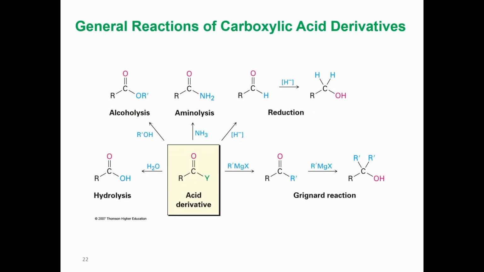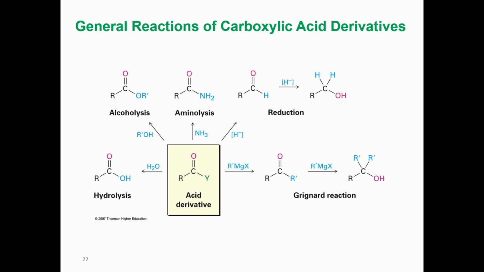The general reaction of acid derivatives. Remember, the most reactive form of carboxylic acid is acid halide. So when we add water to this acid halide, we call it hydrolysis, and it forms carboxylic acid. When you react with Grignard reagents, you are going to end up forming an alcohol. When you react with alcohol, we call it alcoholysis, you're going to form an ester. When you react with amine or ammonia, it becomes aminolysis, and you form amide.